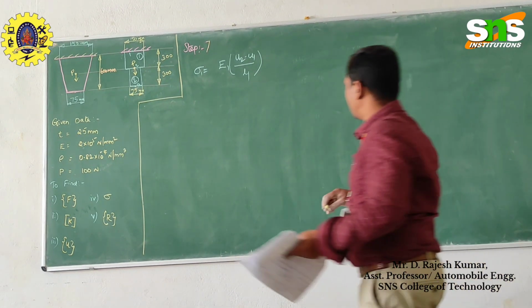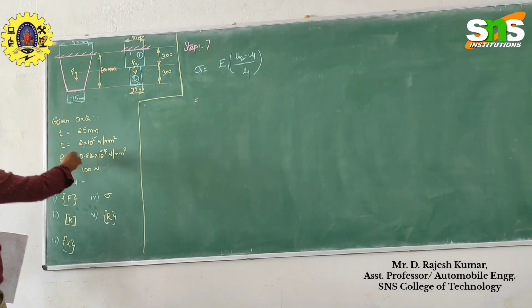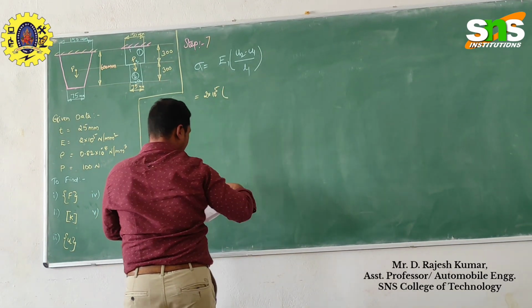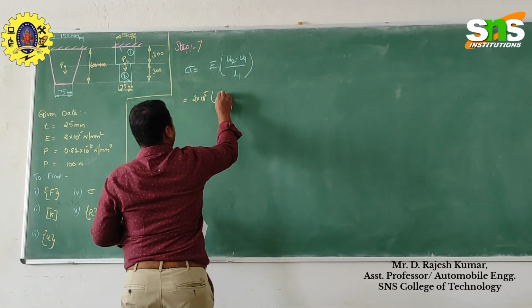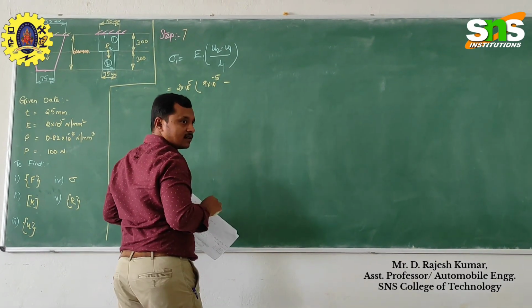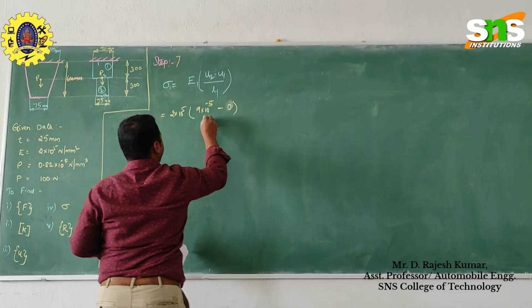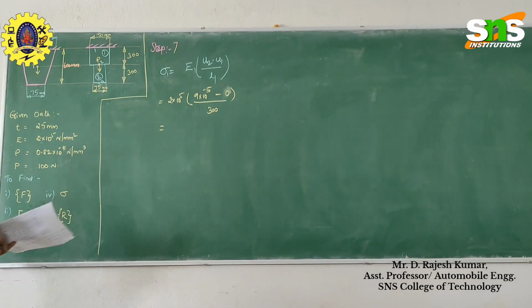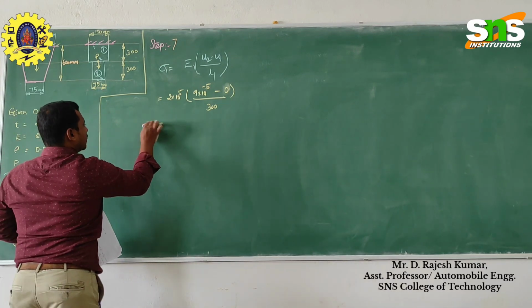Now I am substituting the values here. What is Young's modulus of this problem? 2 into 10 power 5. What is U2, according to the answer? Refer to the previous step: 9 into 10 power minus 5, minus U1 into 0. U1 is 0. Very good. L1 is 300. Now you substitute and tell me the value of stress, sigma 1.